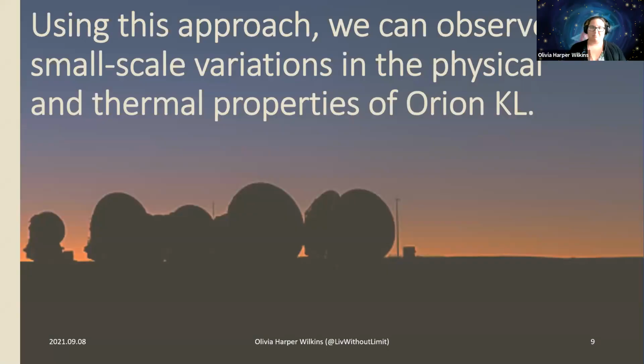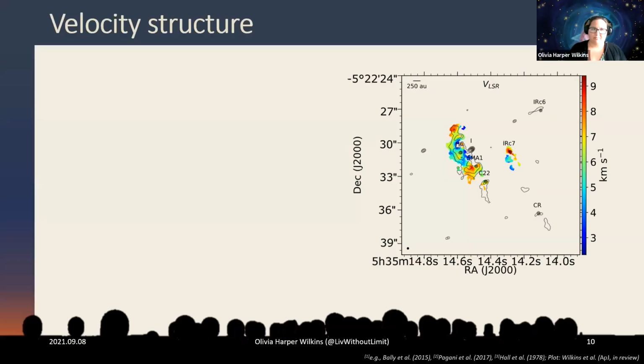So using these maps, our goal was to try to understand what's going on in Orion KL, both in terms of the physical, like the kinematic properties, and the thermal properties, looking at these variations. So I'm going to show you some of the cool things that are in a paper that's currently under review. So first we'll look at velocity structure.